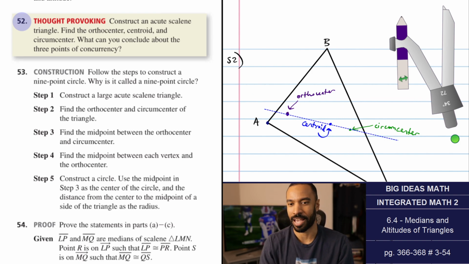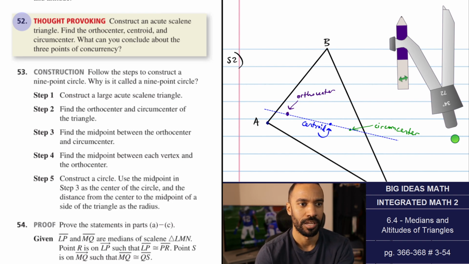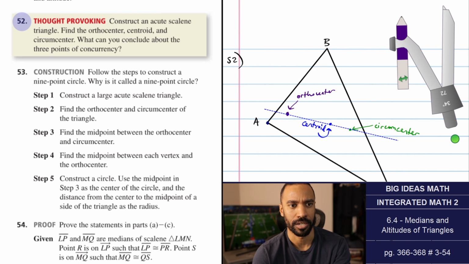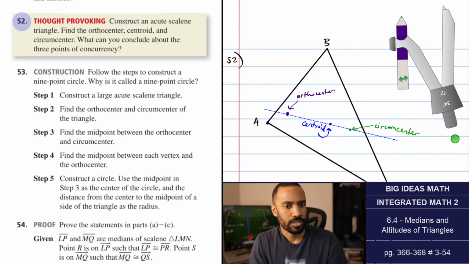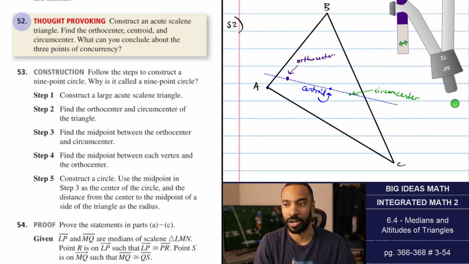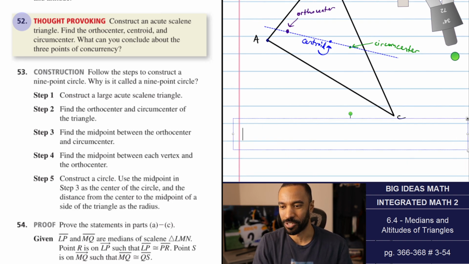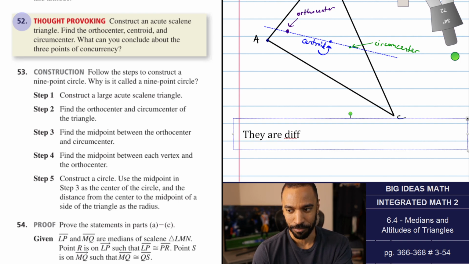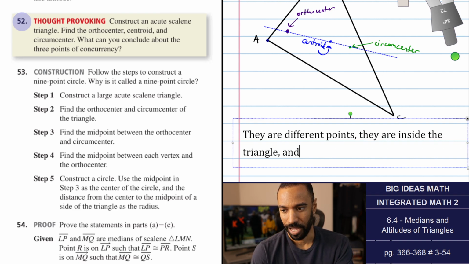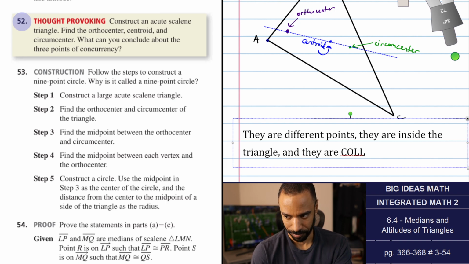I'm going to quickly Google that and ask, and notice that they didn't mention incenter. Are the orthocenter, centroid, and circumcenter collinear? The orthocenter, centroid, and circumcenter of any triangle are collinear. Okay, so that's probably the thing they wanted you to actually conclude, but the other two things are there as well. So as far as conclusions go, they are different points. They are inside the triangle. And they are collinear.